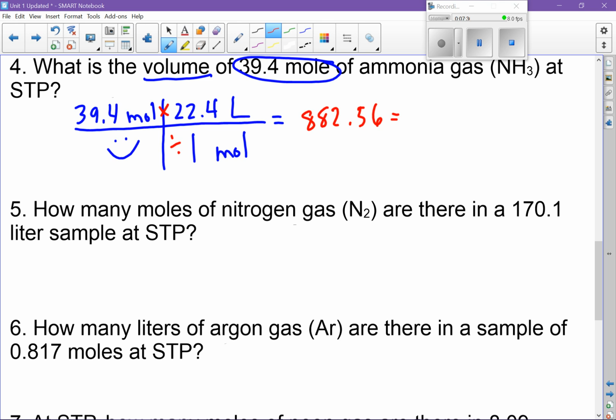882.56, and we're going to round that at the ones place, which is right here at the 2. But there's a 5 afterwards, so we need to round up to 883. I was looking for the volume, which means the unit for my answer is liters.